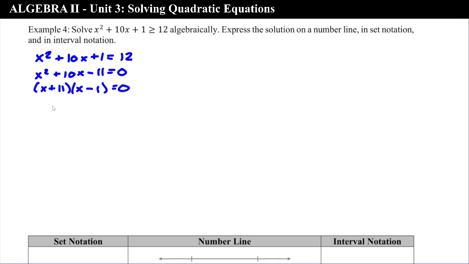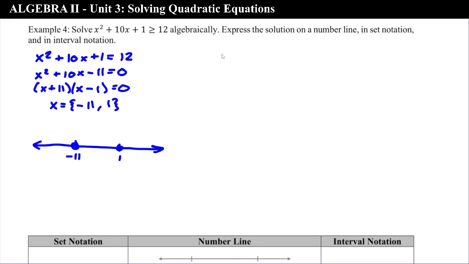And so our x is going to be either -11 or +1. Now that we have our x-intercepts, we're going to do our test graph. We've got -11 here, we've got 1 here, and we know both are going to be included, so we'll go ahead and put that on our test line to remind us when we get to our final solution. And now we need a number that's less than -11.